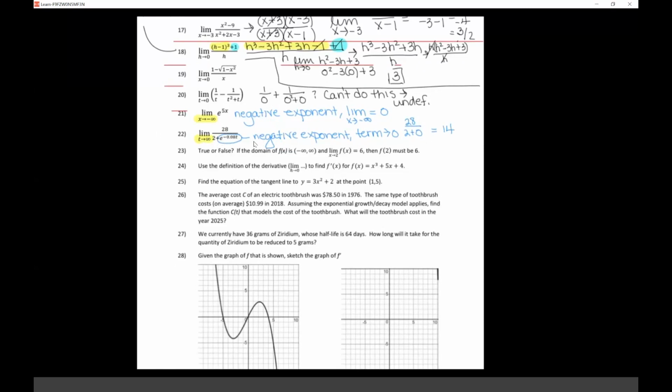Why is that? Negative exponents are like fractions, 1 over a big number. And I just showed you 1 over a big number approaches 0. Let me show you this one on Desmos just so you're comfortable with it.